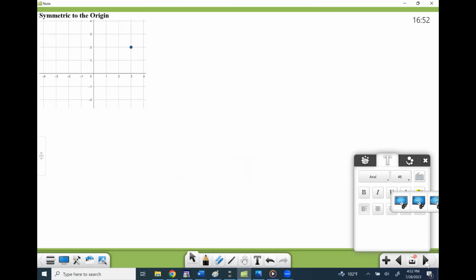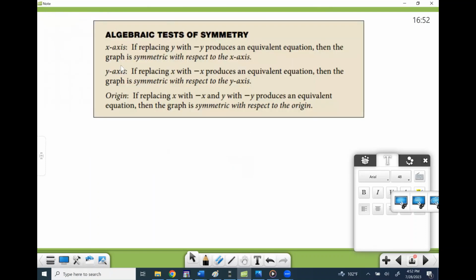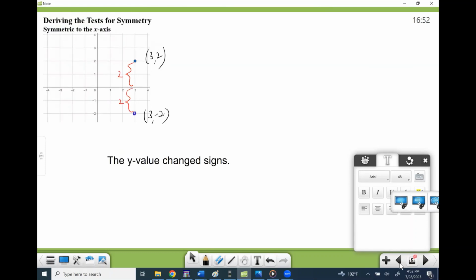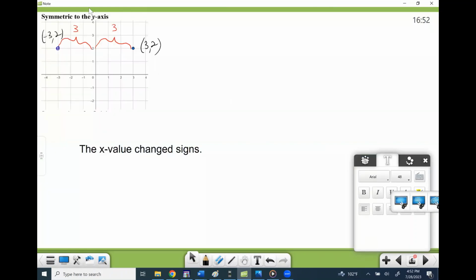And so you can see right here, if we want symmetry to the y, we'll replace x with a -x, and we'll get an equivalent equation. So it's kind of like opposites is the way I like to think of it. If I'm symmetric to the x, then the y will change. If I'm symmetric to the y, then the x will change.